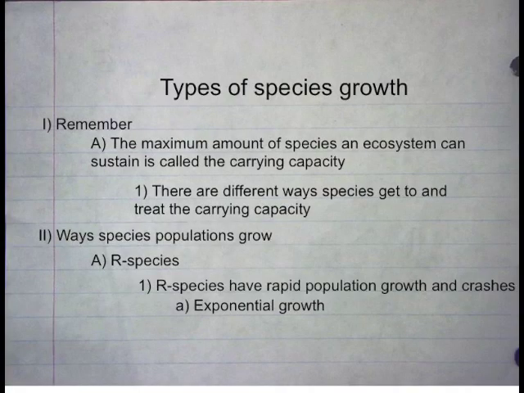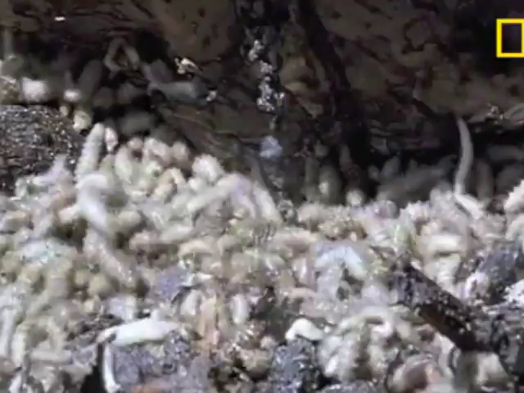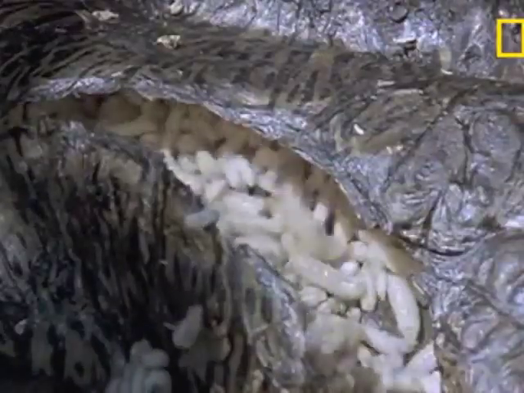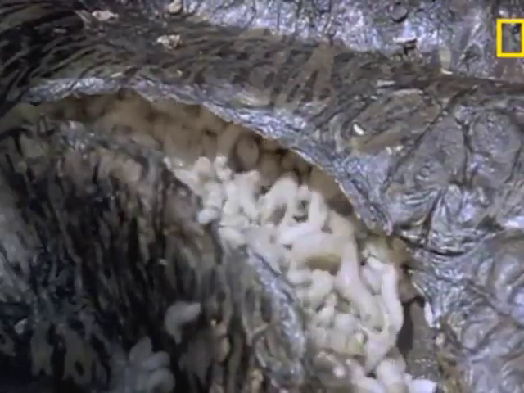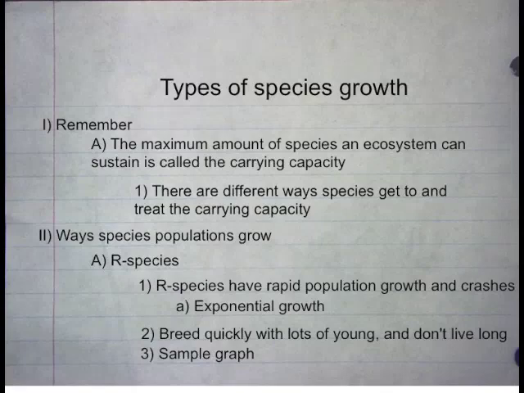Ways species populations grow. R species. R species have rapid population growth and crashes. Exponential growth. R species are like flies, in which they're going to live for a short amount of time. Because of that, they're going to reproduce as many offspring as possible to try and ensure that even though many will die, some are going to live. Breed quickly with lots of young and don't live long.